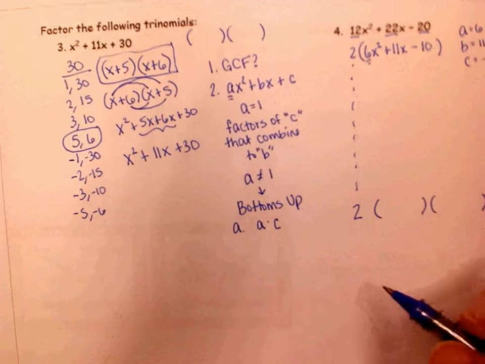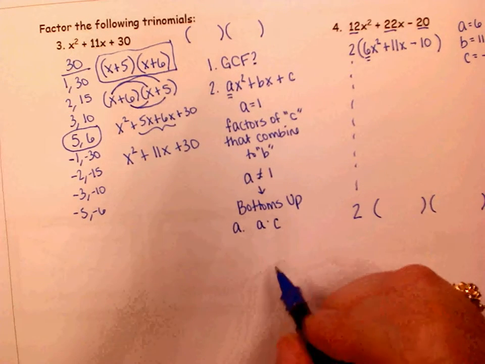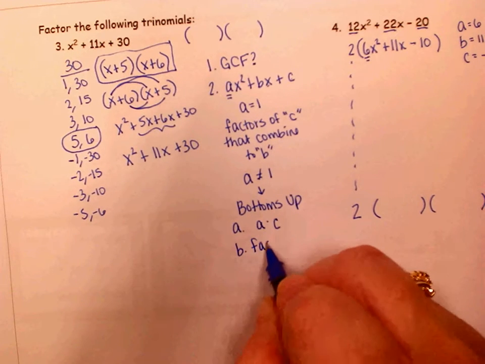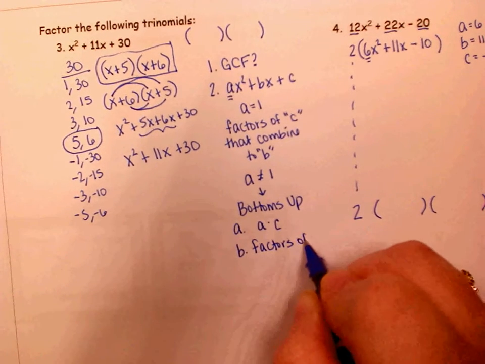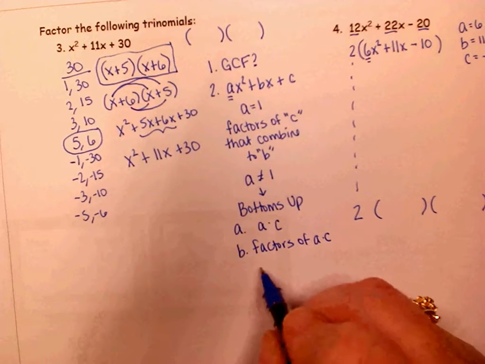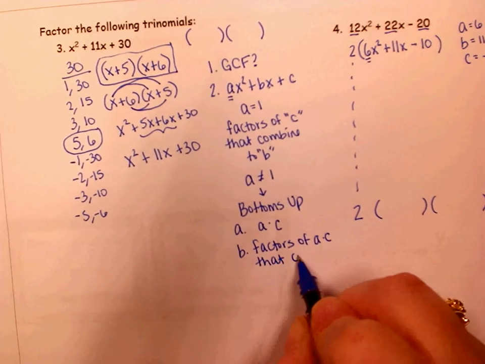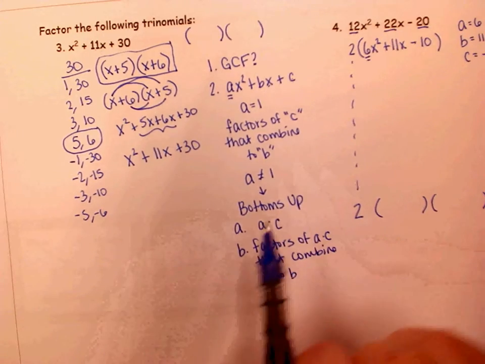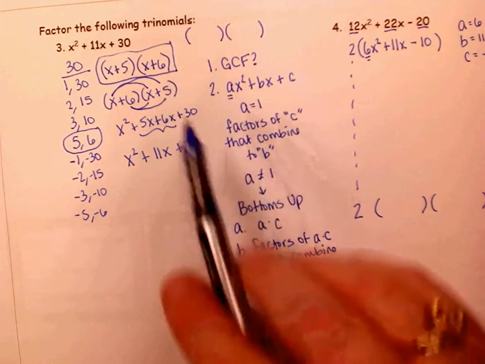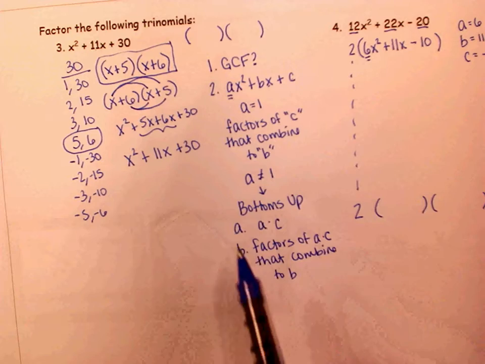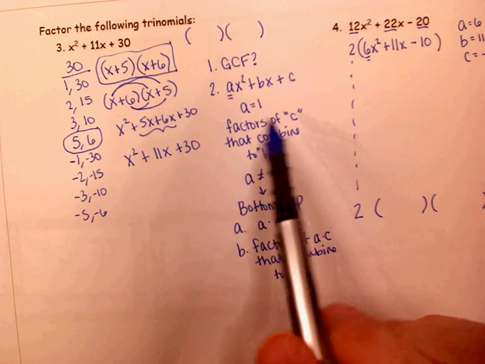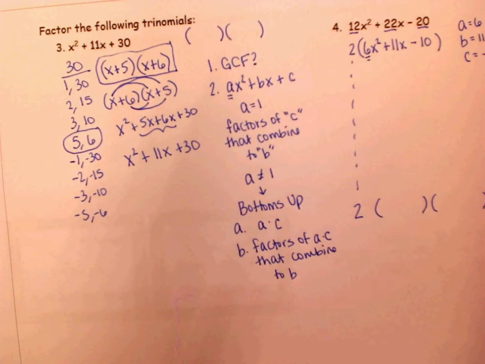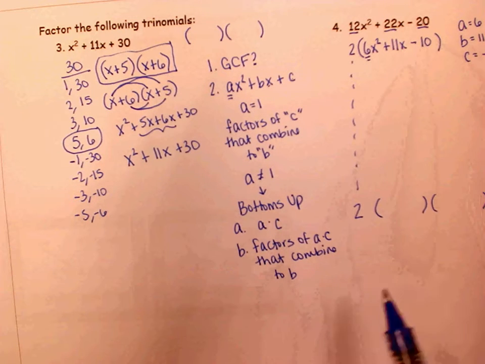So I want to find factors of that term. So factors of that a times c value that combine to get your b value. So very similar to up here, except we just found the factors of c. We didn't have to multiply a times c. Well, the reason why we didn't have to multiply a times c is because a was 1. So 1 times 30 is still just 30. But in this case, we have to multiply a times c.